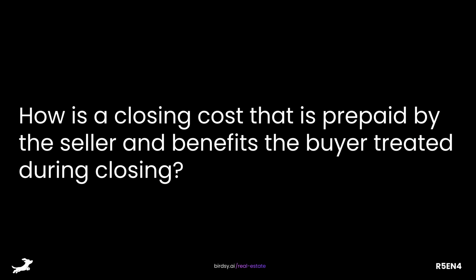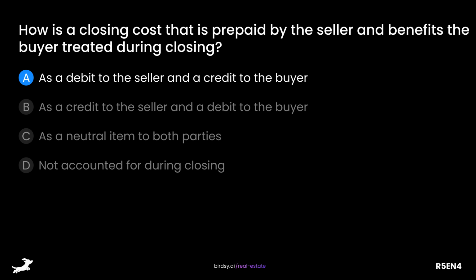How is a closing cost that is prepaid by the seller and benefits the buyer treated during closing? Is it A. As a debit to the seller and a credit to the buyer, B. As a credit to the seller and a debit to the buyer, C. As a neutral item to both parties, or D. Not accounted for during closing?